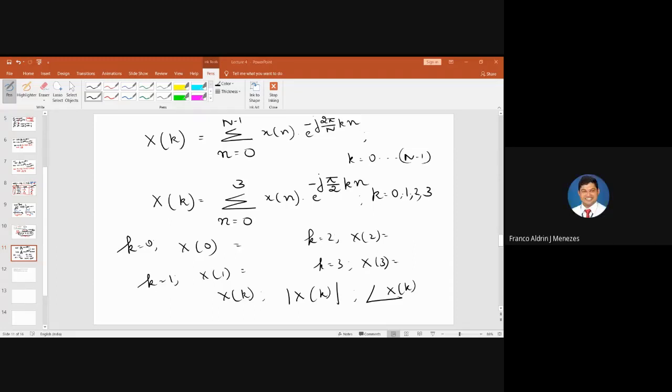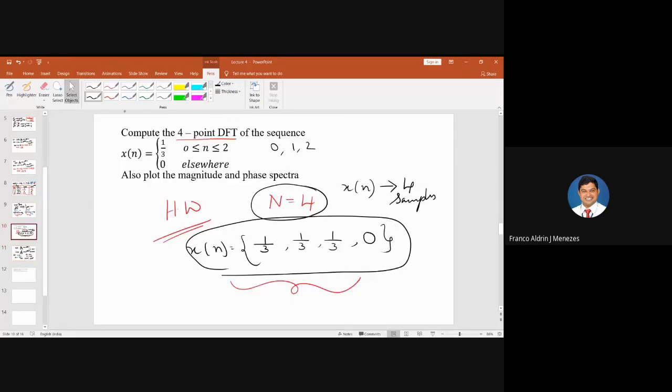Here x of 0, x of 1 and x of 2 will be 1 by 3, no, sir? Yeah, so to write this particular part, I will go back to this. This is n is equal to 0, n is equal to 1. So x of 0 is equal to 1 by 3, x of 1 is equal to 1 by 3, x of 2 is equal to 1 by 3, and x of 3 is equal to 0. So you have to take this particular sequence.